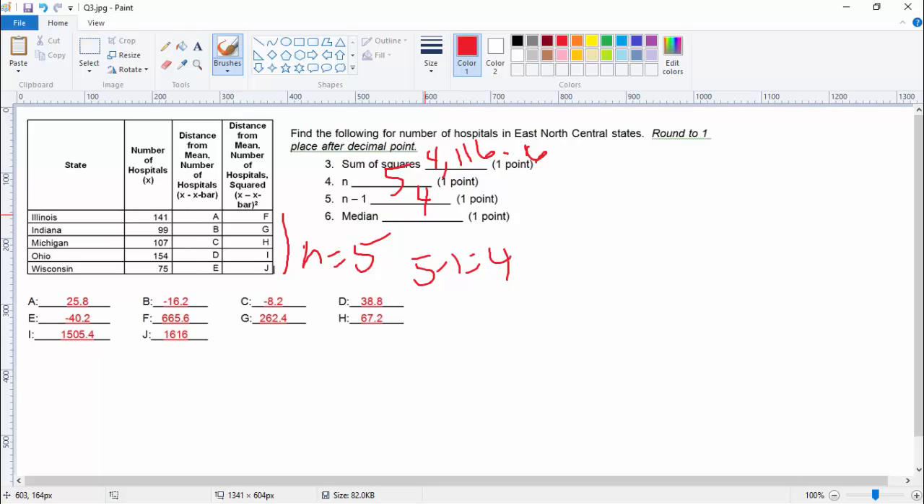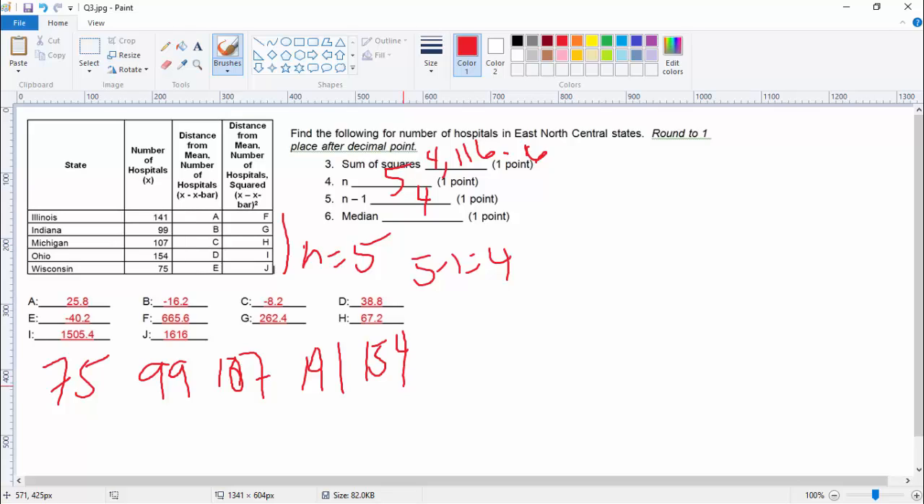Okay, well remember, and this is something everybody seems to forget, you have to put the numbers in order before you do the median. So let's start with the lowest number. What's the lowest number of all these? It's 75, isn't it? Okay, so we're going to write 75 first. Then it's 99. Now this is the kind of simple stuff I screw up. What comes next is 107, right? Okay, 107. And then what comes after 107 is 141. And what comes after that is 154.